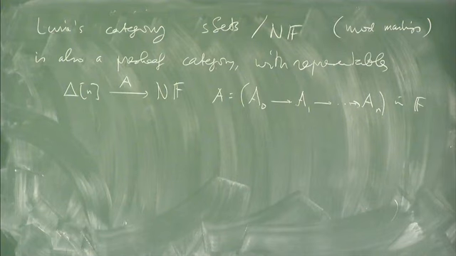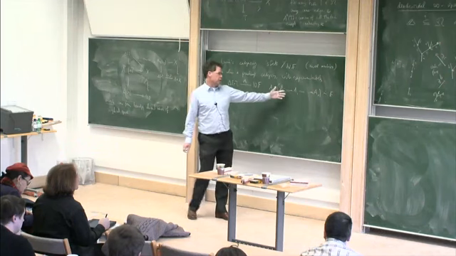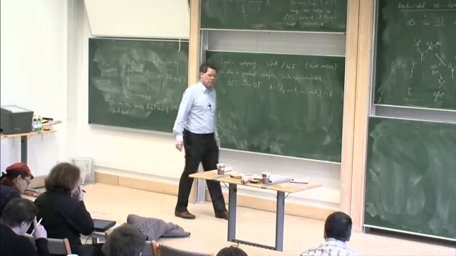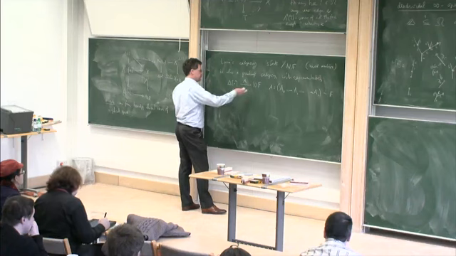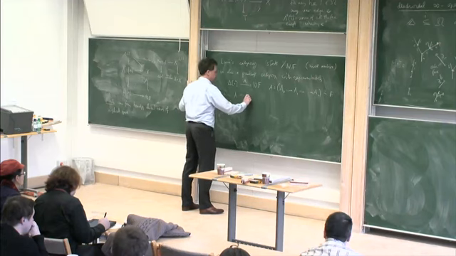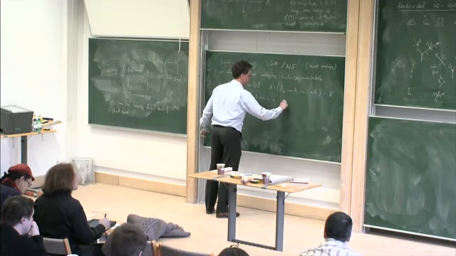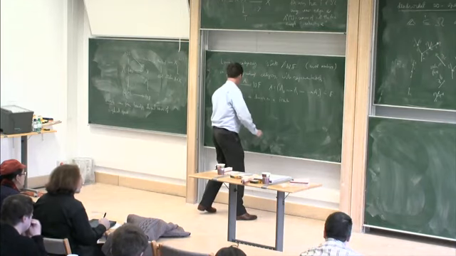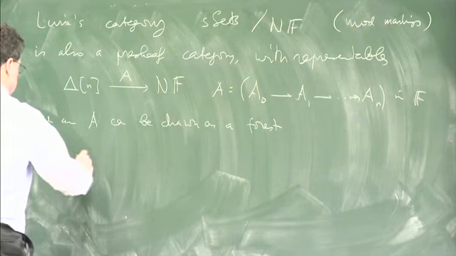Okay. Now, if you have such a sequence, you can draw it almost as a tree. But there is a bit more structure there. So that's an obvious observation. So such an A can be drawn as a forest, as a sum of trees. So, for example, well, let me draw.